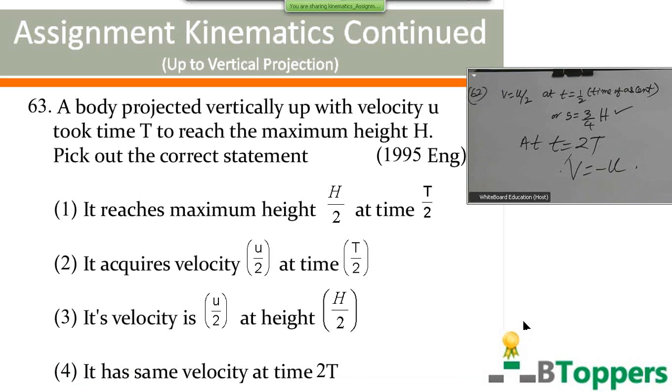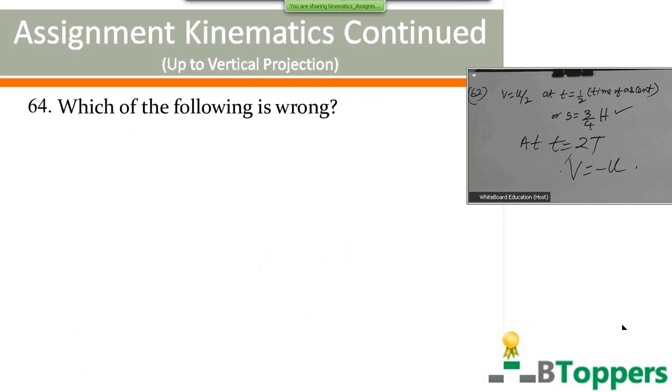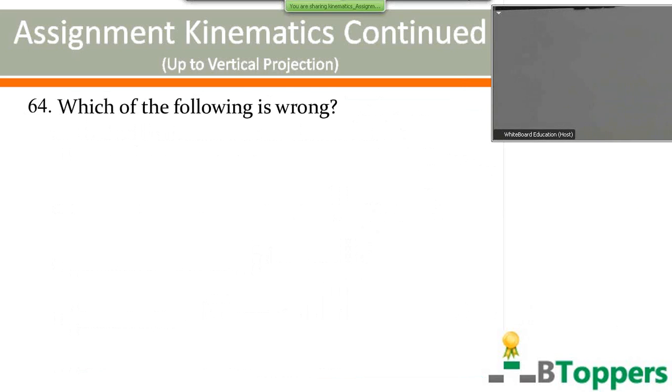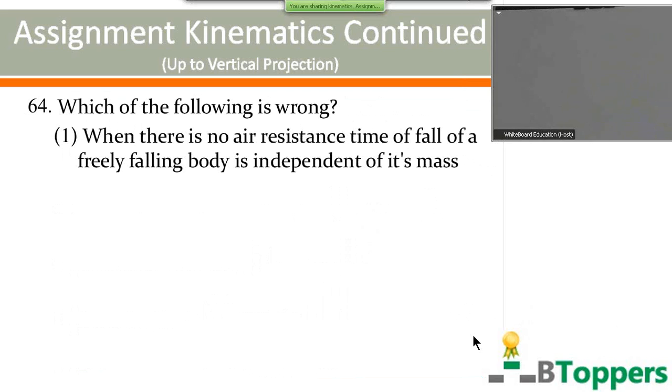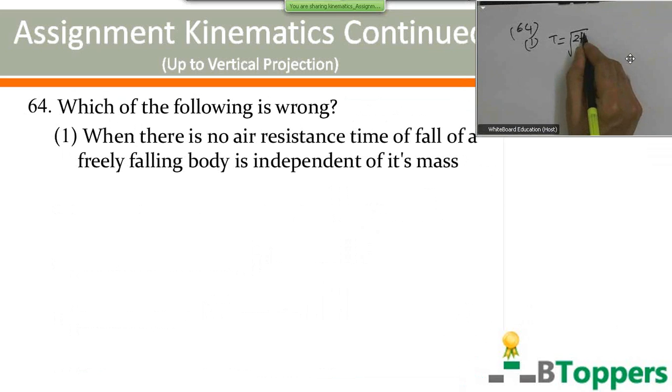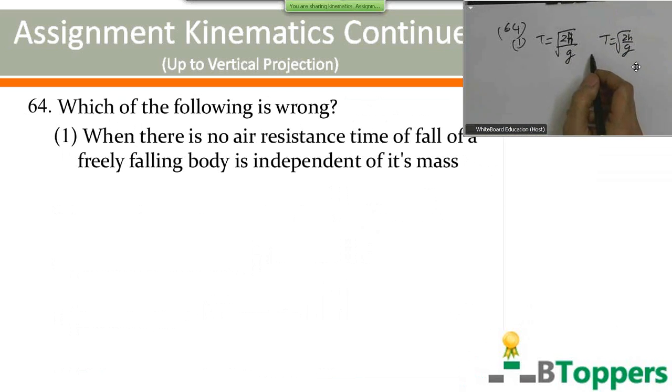Okay, next I would like to show you question number 64. See the question number 64. Which of the following is wrong? When there is no air resistance, the time of fall of a freely falling body is independent of its mass. That is true. As I discussed in the past, in the absence of air resistance, the body falls freely under gravity from height h above the ground, and the time taken to reach the ground is given by t equal to root of 2h by g, which is independent of the mass. So the first statement is correct.